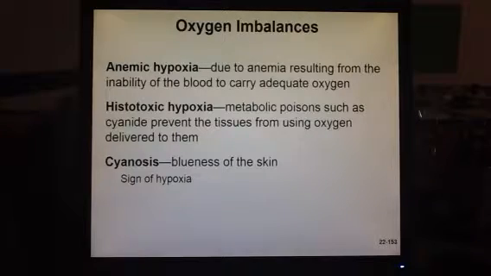We've used the term anemia before. There's different types of anemia, but putting those two together, anemic hypoxia: the blood isn't able to carry enough oxygen, and anemia results. And then histotoxic hypoxia, these names are ridiculous, is when there's maybe a poison such as cyanide that prevents the tissues from using the oxygen that's delivered. I would say that's probably the least common type, but a sign of hypoxia is when the skin turns blue, and technically that's called cyanosis.